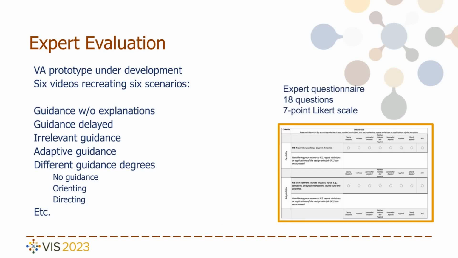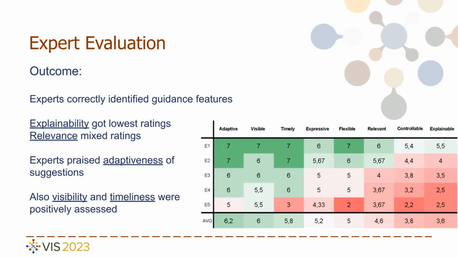We showed these videos to a group of experts and then asked them to evaluate our expert heuristics using a 7-point Likert scale. The outcome of the study is visualized in this table. In the columns you can see the different criteria and in the rows the different ratings. Columns are also sorted according to the average rating.